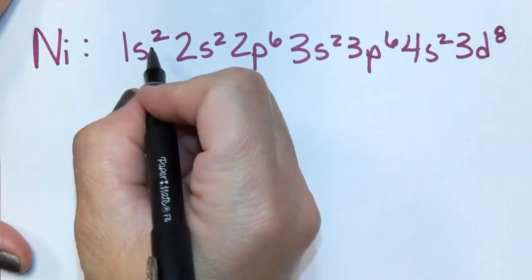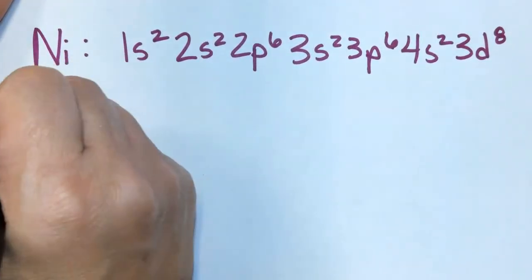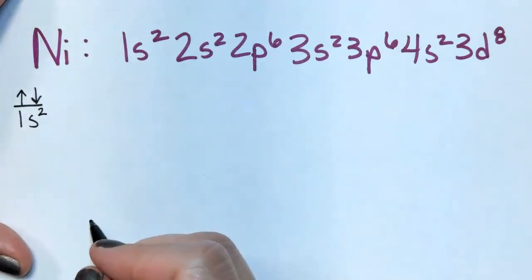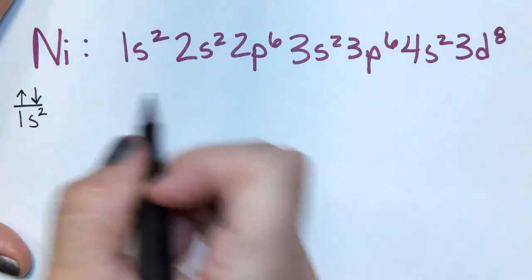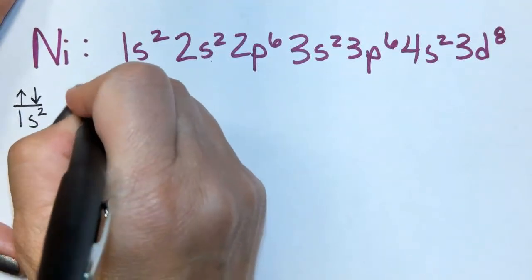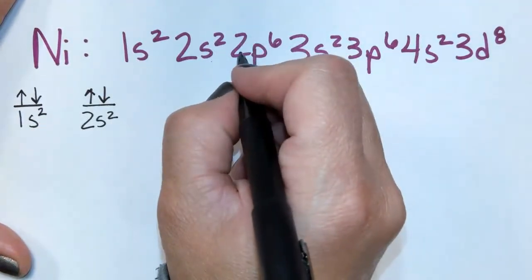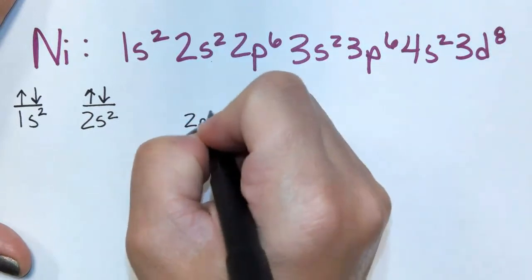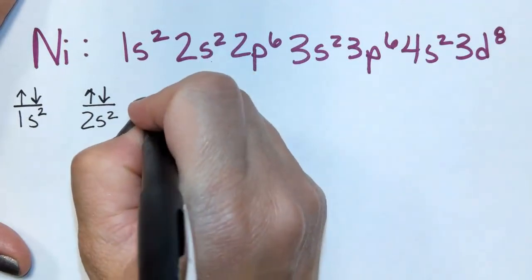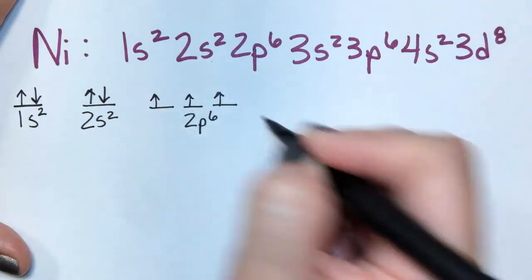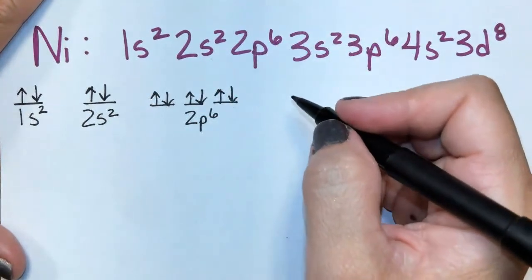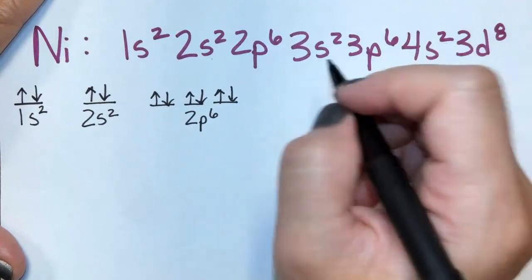For my 1s2, an S sublevel can have one orbital and a max of 2 electrons. 2s2: the 2s2 can have 1 orbital and a max of 2 electrons. Now I'll write 2p6. P sublevels can have 3 orbitals, and we're going to put our arrows up, up, up, and then go back and put down, down, down. That is Hund's rule.